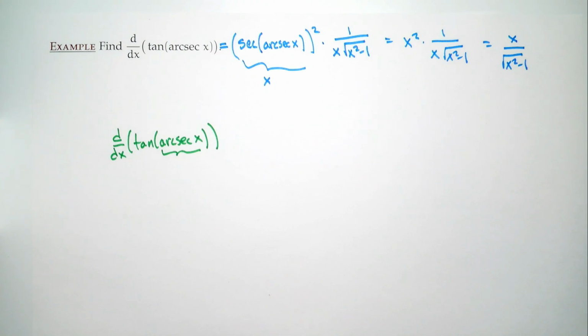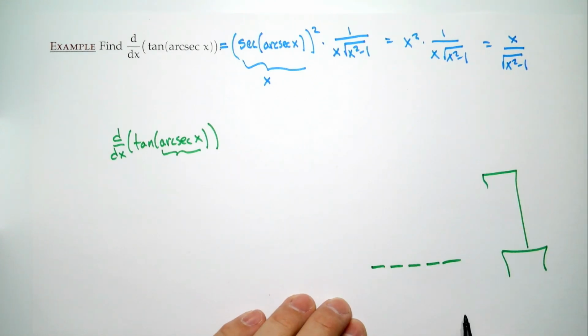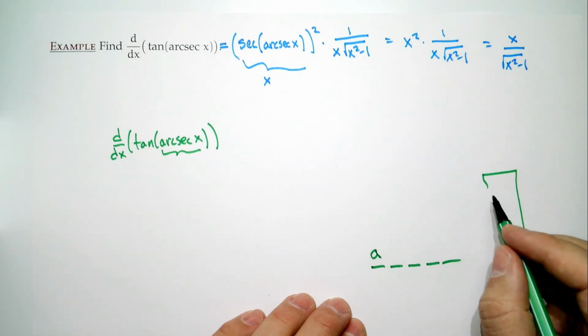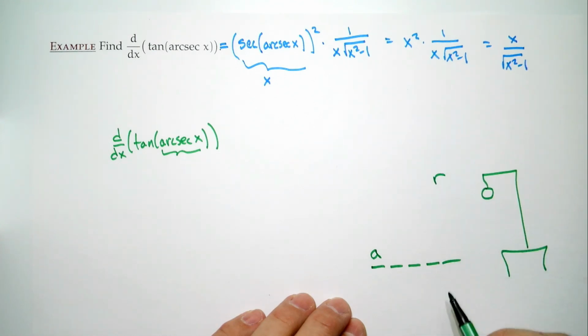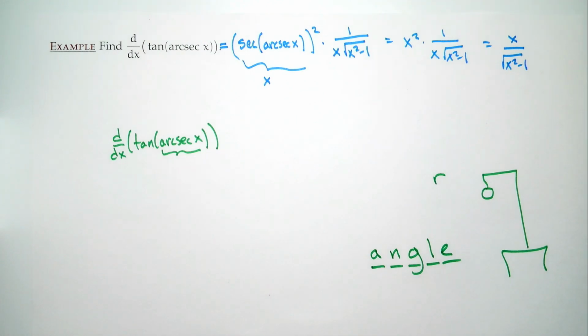So let's think about secant. What do you normally plug into secant? What type of thing do you plug in? Well, it's a trig function, which means what are we plugging in? What type of thing do we plug into secant? A is a really good choice. R is not a good choice. I think that someone's trying to sabotage you. N, okay, someone? Angle. Yes, okay, all right. Good.